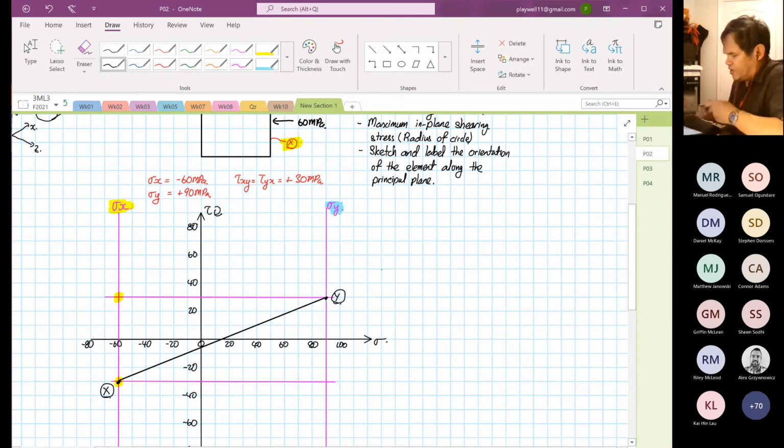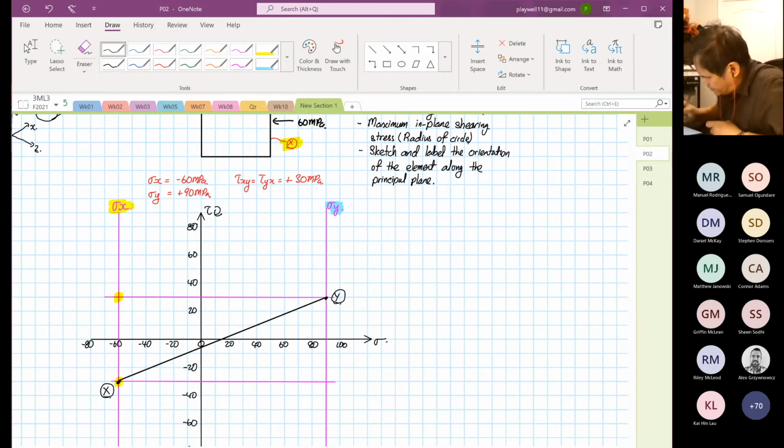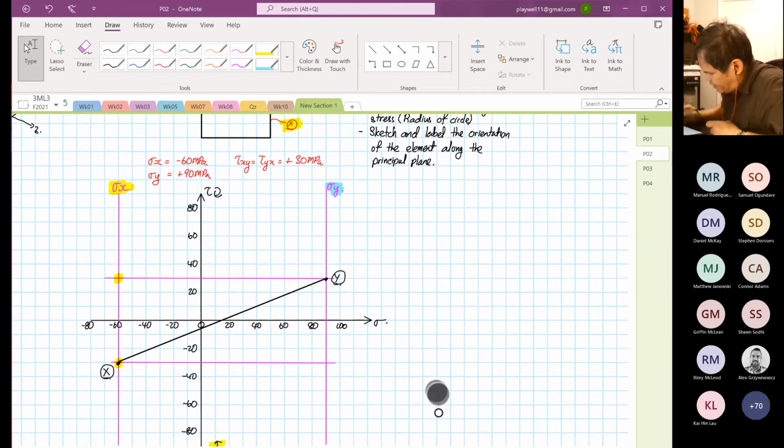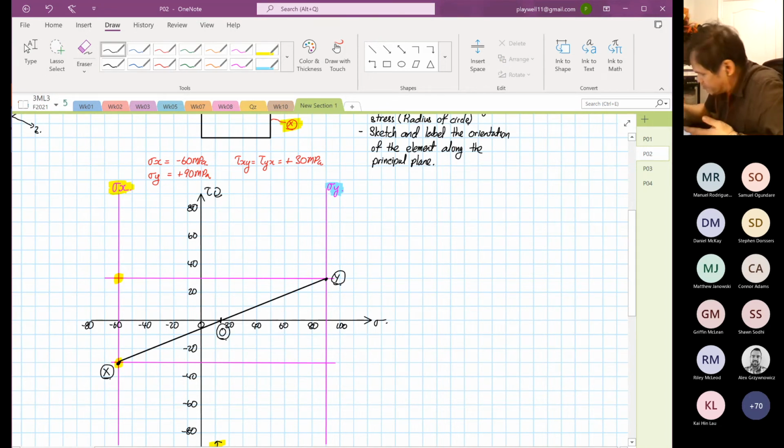So the straight line over here intersects a certain point where the shear stress is equal to 0. Over here where it touches, this is your point O. Okay, so to find point O is very simple math. It's really simple math.